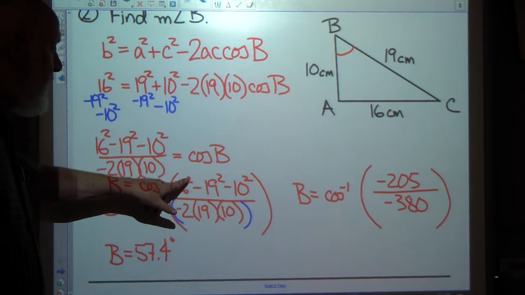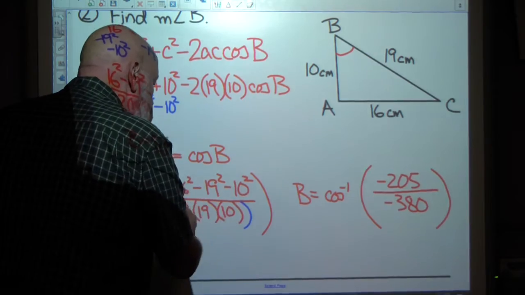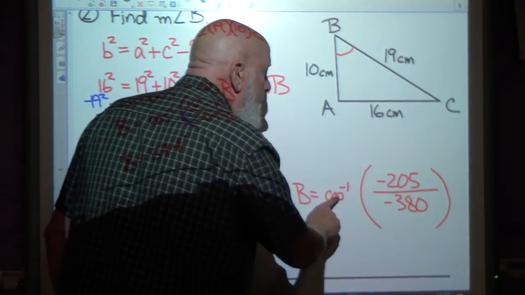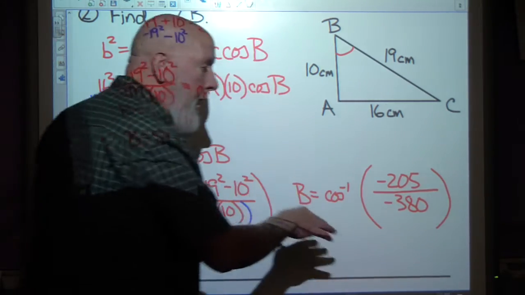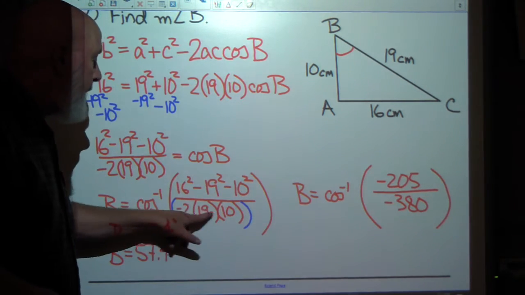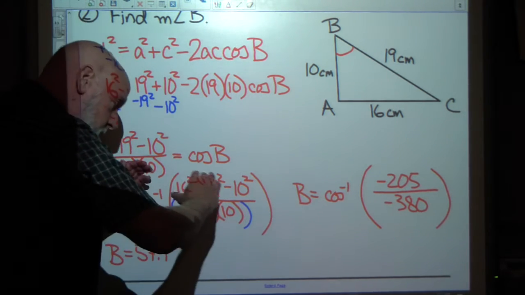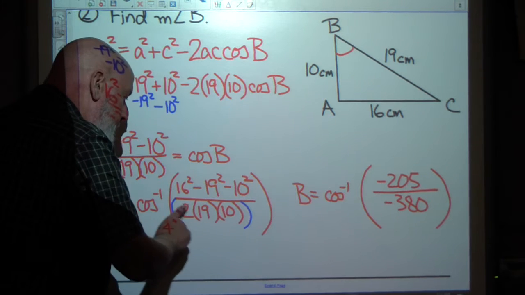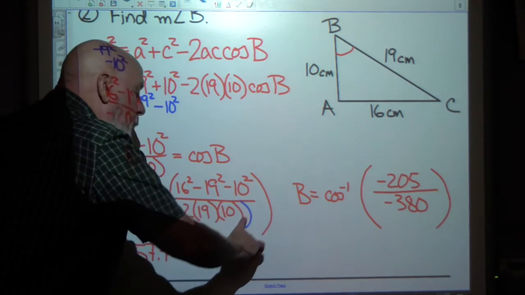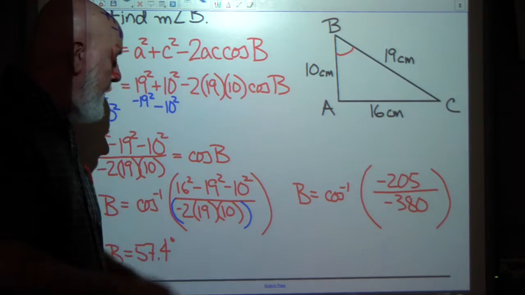It's very important, if you're going to just type this straight into the calculator and not do the way I did it, where I said, well, here's the top of the fraction, here's the bottom of the fraction, now we can take the inverse cosine of this. You may want to do it that way because you'll be less inclined to make mistakes. But if you want to type this whole thing in and take the inverse cosine of it, make sure that you put the bottom of the fraction, the whole thing, in parentheses. It would be parentheses -2 times 19 times 10 parentheses. Okay? So make sure you do that.